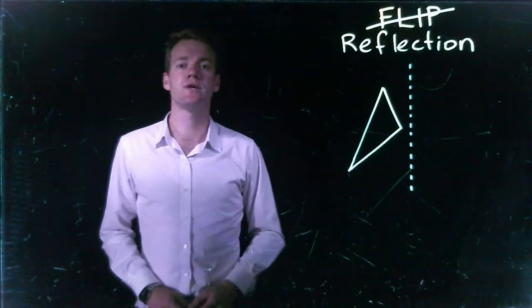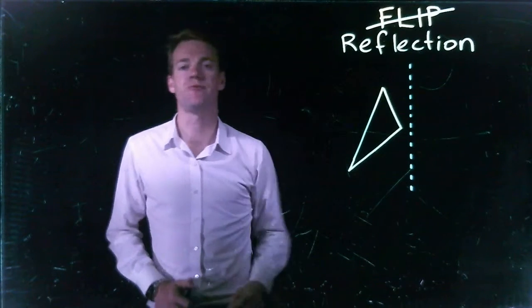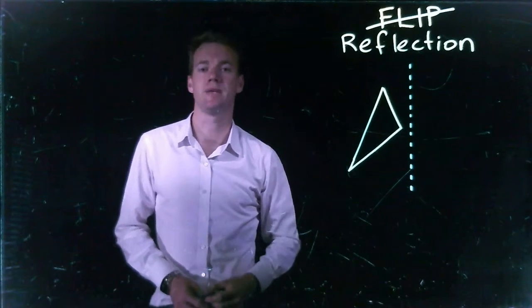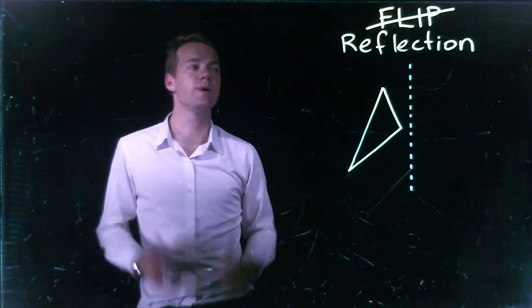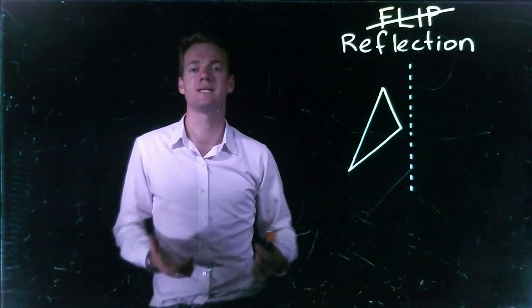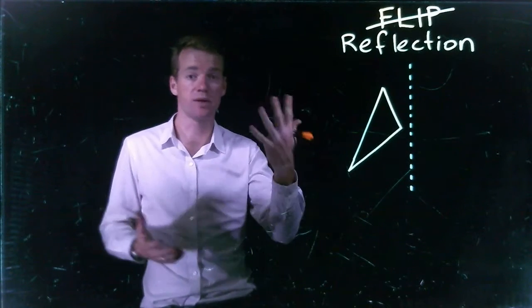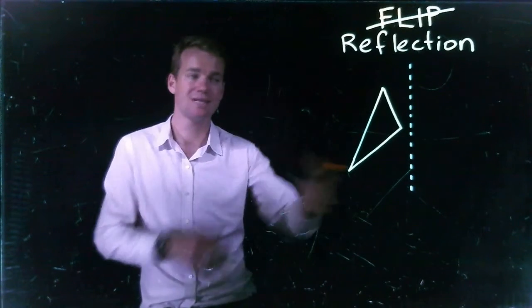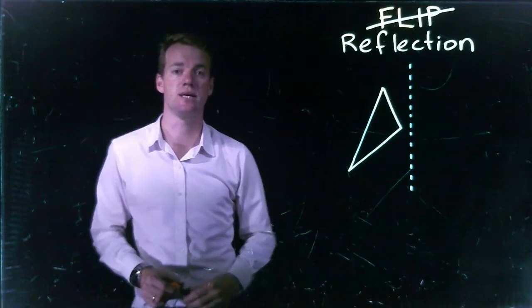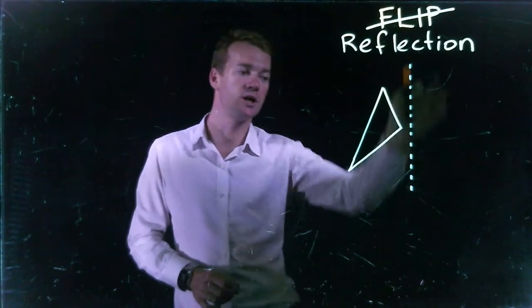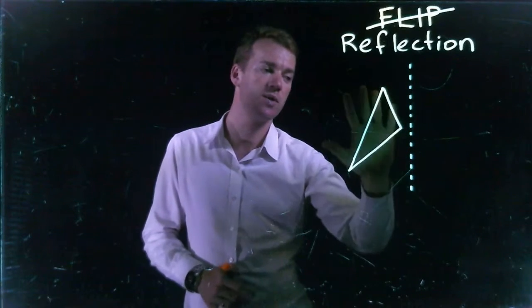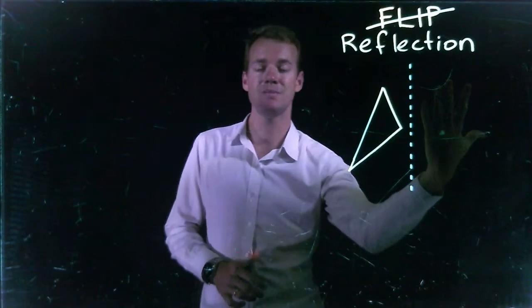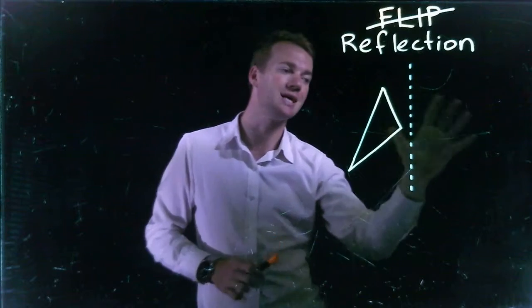Okay, so the first of those terms that we're going to look at is reflection, used to be known as flip. So I've got a triangle here. When we reflect something, or we want to see its reflection, at home we look in a mirror, we see our reflection. That's exactly what we're going to do here. So our blue dotted line here is my mirror. Just like holding a mirror here, I would then see a reflected image of that triangle on the other side of my mirror.